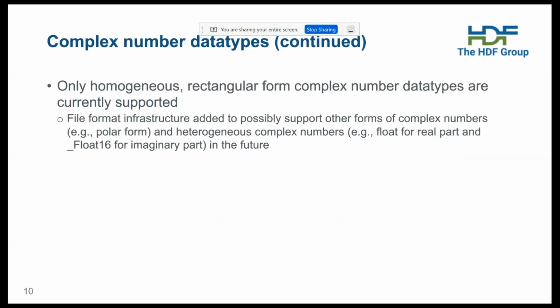And right now, the complex number types that we support have to have the same data type for both the real and imaginary parts, and we only support the rectangular form of complex numbers at the moment. But we did add some infrastructure to the file format to try and maybe support other different forms in the future, like polar forms of complex numbers, and possibly supporting having different data types for the real and imaginary parts. For example, you could have float for the real part and float 16 for the imaginary.